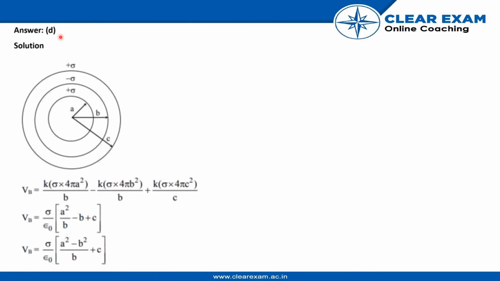So to calculate the potential of shell B, that is VB, we calculate for shell A. So k into sigma, that is positive sigma, into 4 pi a square upon b, minus the potential of shell B upon b, that is potential of charge at B is negative sigma, hence the negative sign here. Now the charge at C is positive, so similar to the first term, k into sigma into 4 pi c square upon c, as c is a bigger radius.